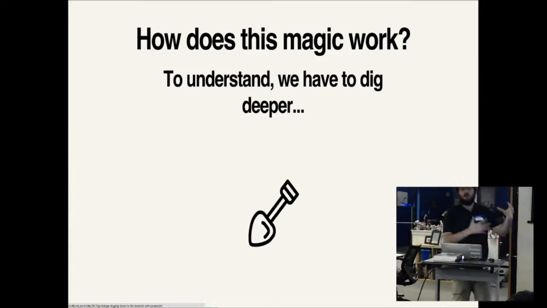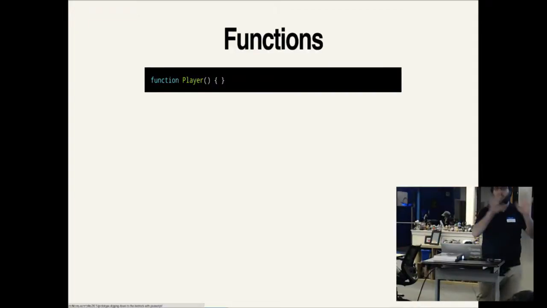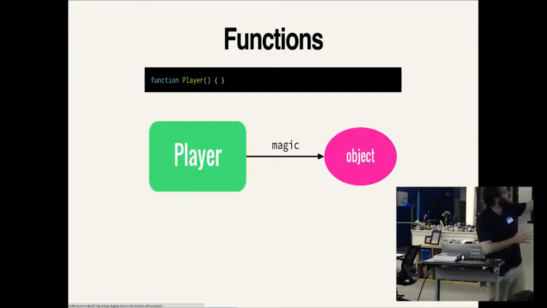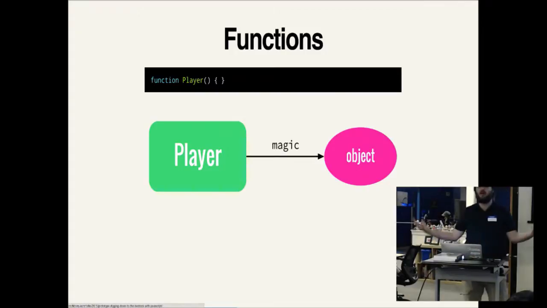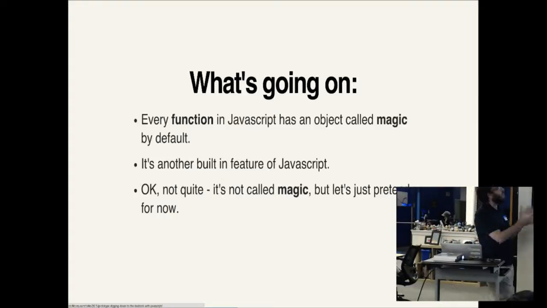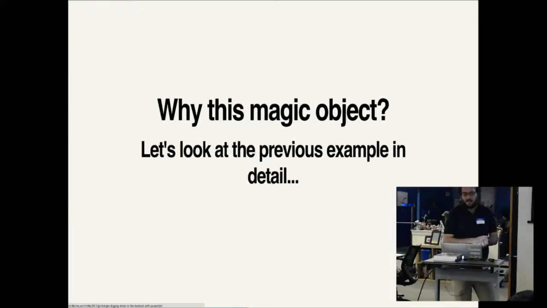OK, so how does this magic property work? Well, let's dig deeper to figure that out. So let's boil away our constructor function. We now just have a simple function that does nothing. And here's what we get. We get this function called Player. And for some reason, it just comes with this magic object automatically. So what's going on? By default, every function in JavaScript has an object called magic. It's built into the language. And again, it's not actually called magic, but just stick with me. It does exist, it just has a different name.